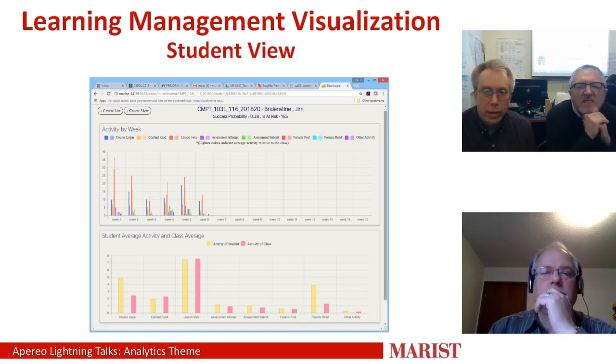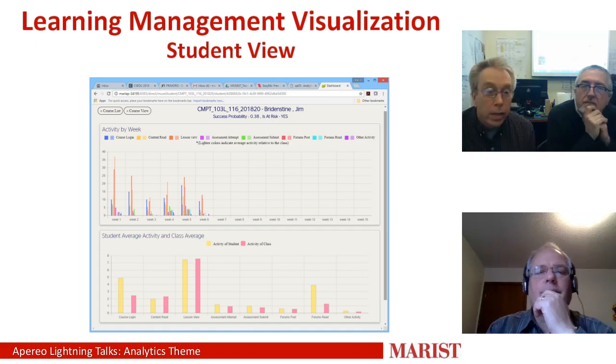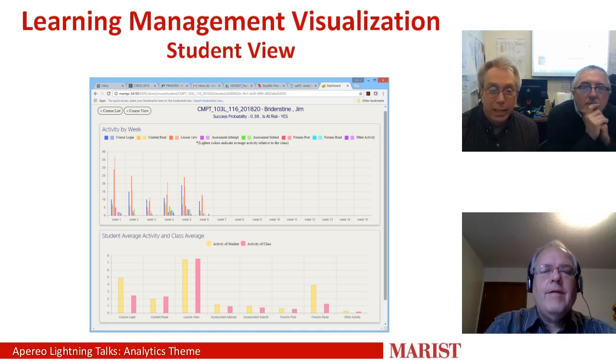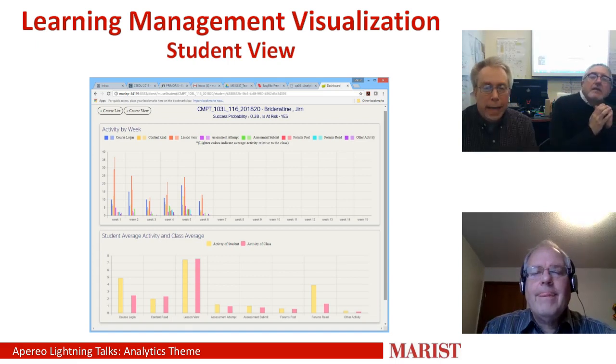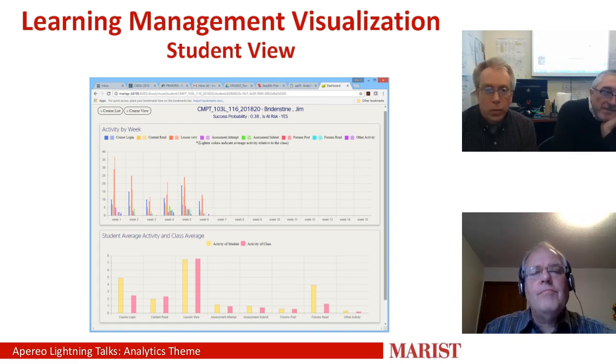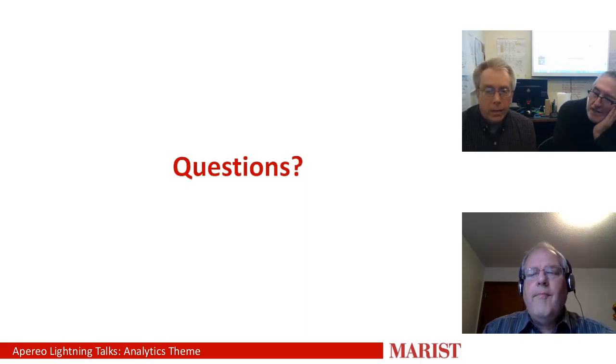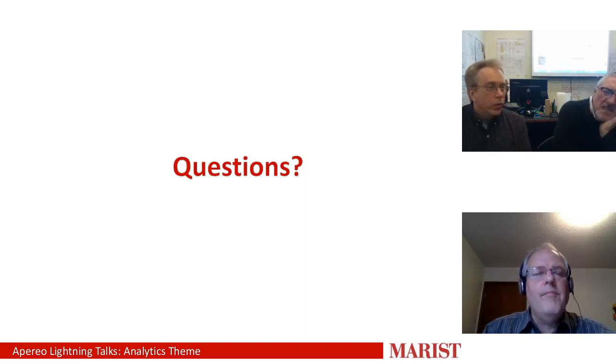Now, I'm not breaking student confidentiality. Jim Bridenstine is actually a congressman from the 1st Congressional District in the state of Colorado. So we're looking at live data with somebody else's name on it. So basically what we have is a view into the student, whether they're at risk, and what their activity looks like during the week, and we'll go on to questions.